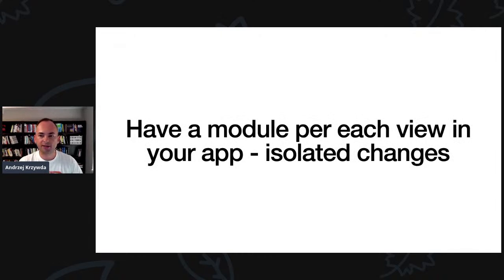So the solution for us at the coding level, at the architectural level, is to have a module per each view in your app, and you will have isolated changes. We call them read models in CQRS. That's something you might be familiar with, but that solves exactly this problem.